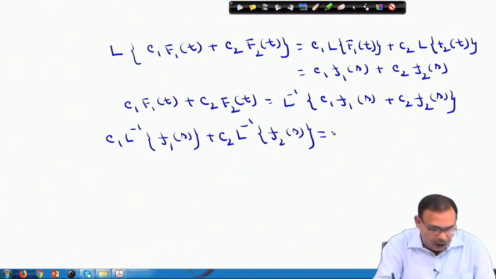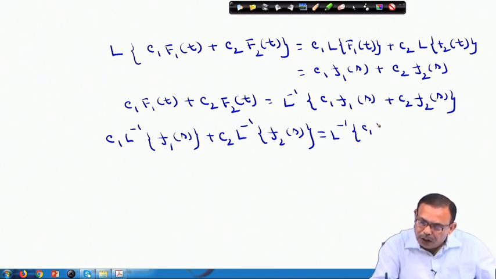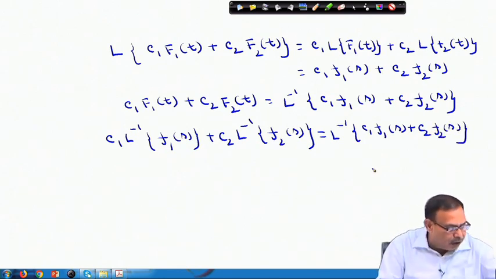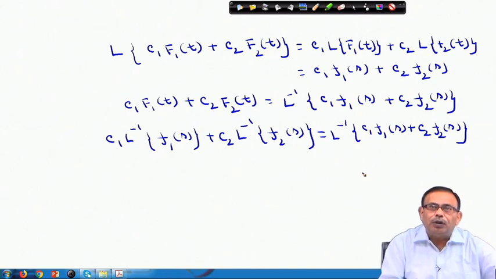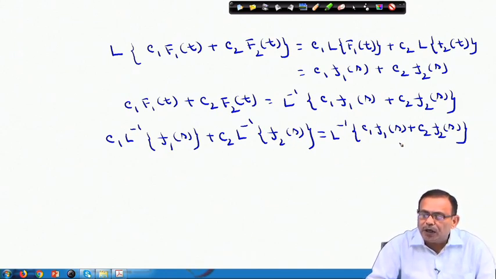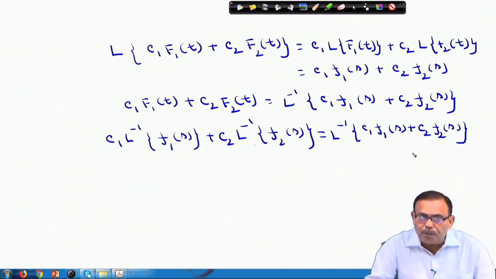This equals Laplace inverse of C1 F1(s) plus C2 F2(s). This we are writing over here. So, this we are showing that Laplace inverse of C1 F1(s) plus C2 F2(s) is nothing but C1 Laplace inverse of F1(s) plus C2 Laplace inverse of F2(s). Since f1(t) is nothing but the Laplace inverse of F1(s) and f2(t) is the Laplace inverse of F2(s), this completes the proof of your theorem.